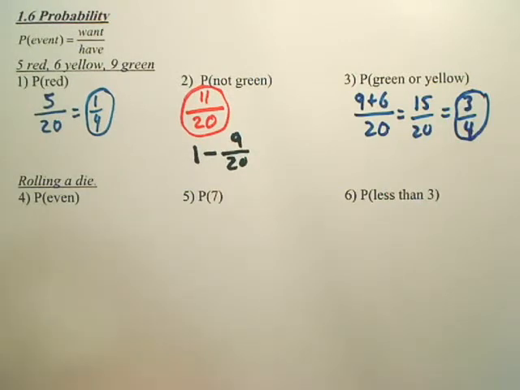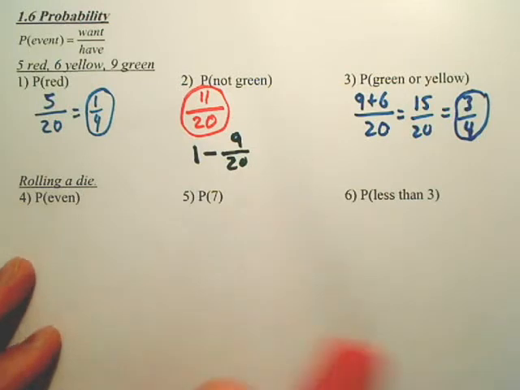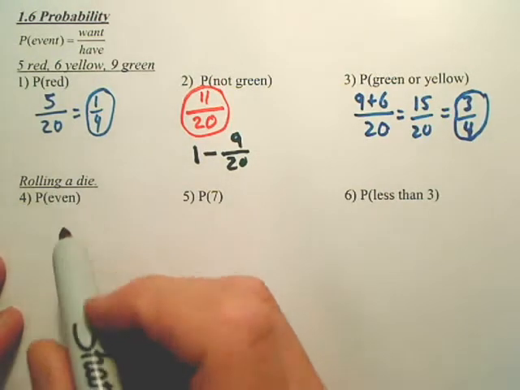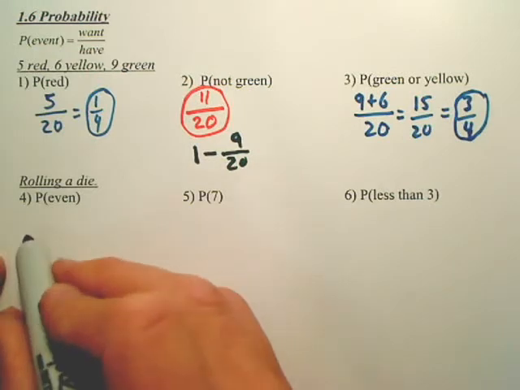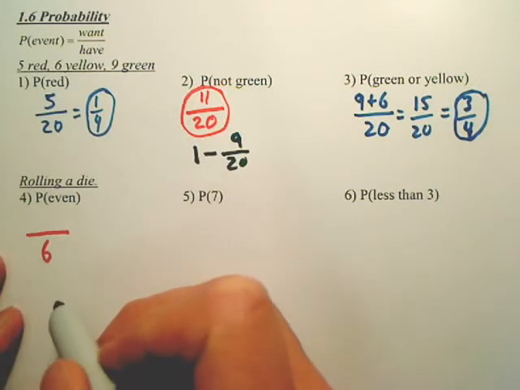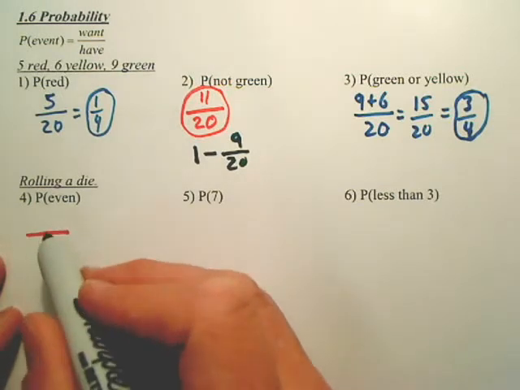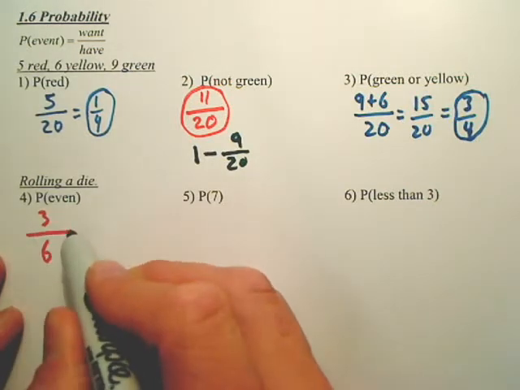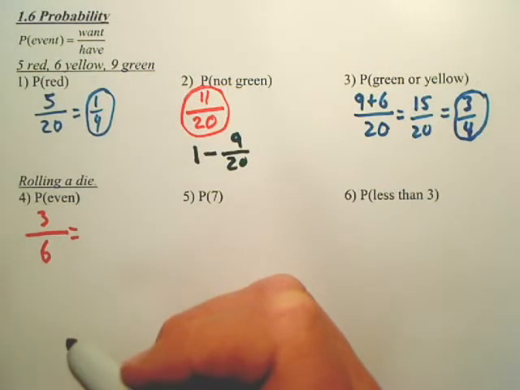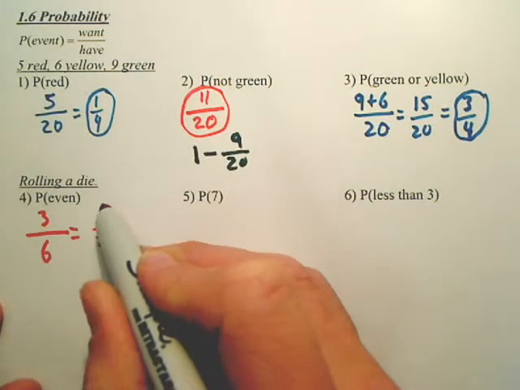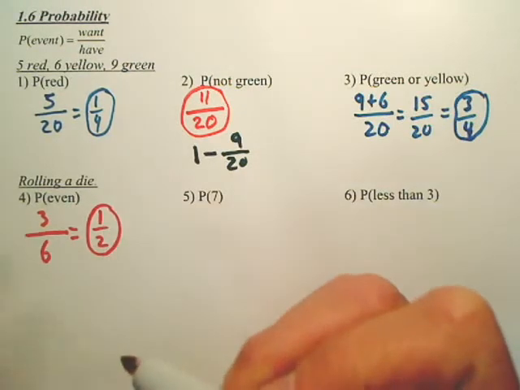Okay. Rolling a die. 1 die, 6-sided. The probability of getting an even number. Well, how many sides are there? How many do we have to choose from? 6. And what do I want? I want an even. How many evens are there? 4. There's 4 evens? There are 3 evens. Right. Evens are 2, 4, and 6. That reduces to 1/2. So you have a 50-50 chance of rolling an even number.